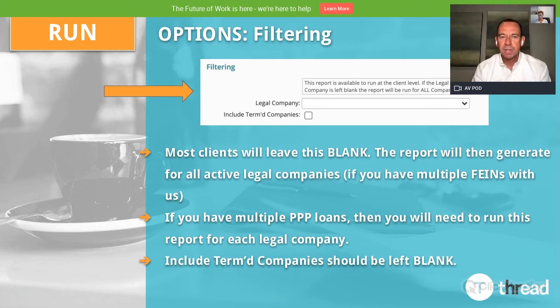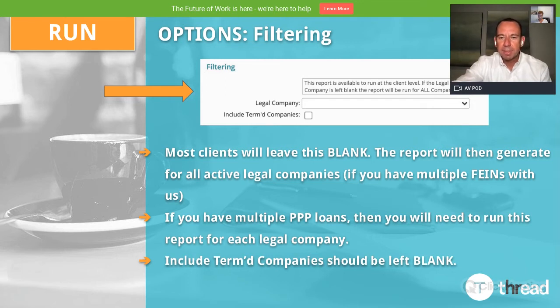One of the first things it's going to ask you is, what legal company are we trying to apply this for? For most of you, you may only have one FEIN with us, so you're going to leave that blank. But those who applied for multiple PPP loans because they have multiple FEINs may want to run this report for each specific company, depending on how you applied for those loans. We're simply going to leave that blank on our first option.